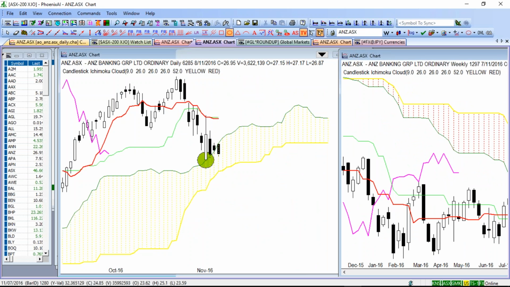ANZ going ex-dividend. Yes, this is not dividend sensitive, I should say. It's just the price is the price. It doesn't take into account dividends. It's simply price based.